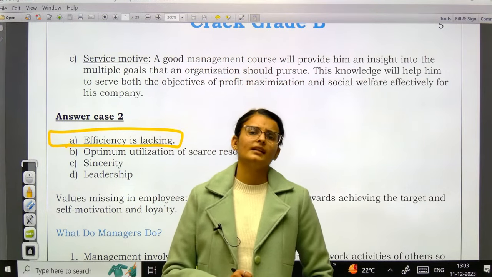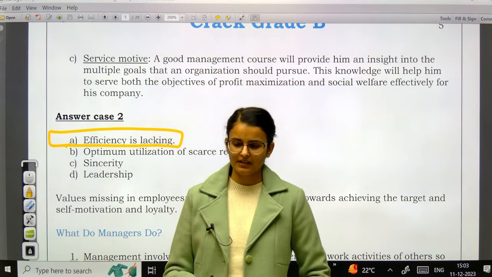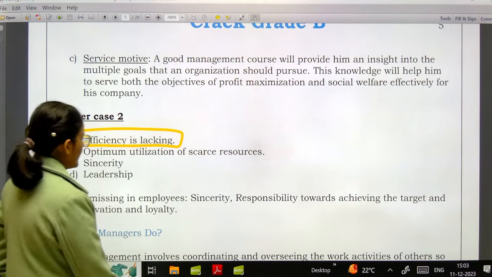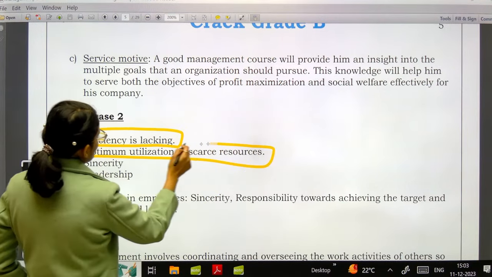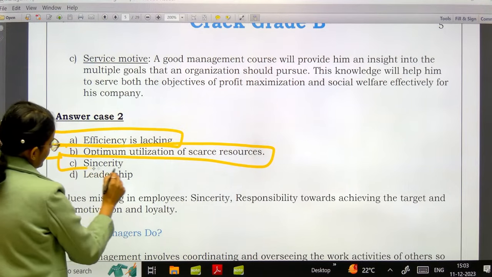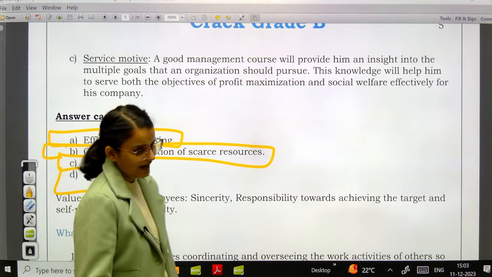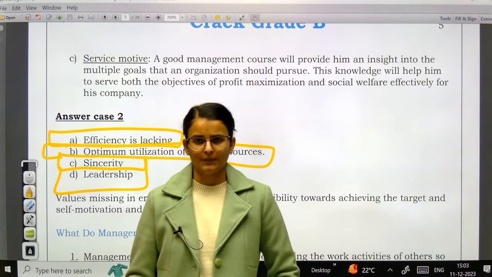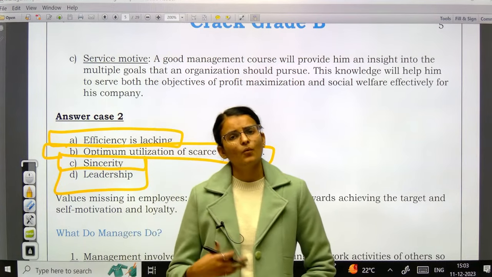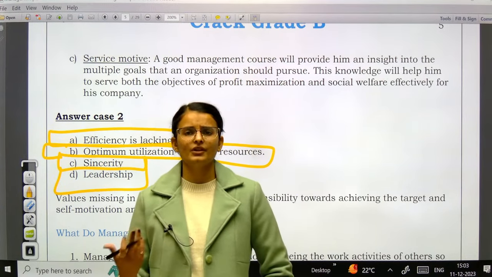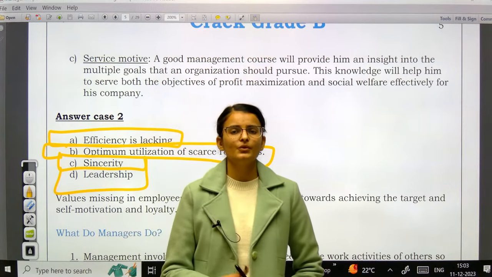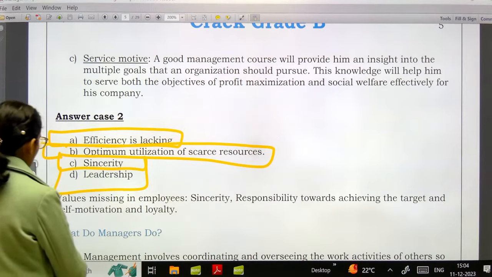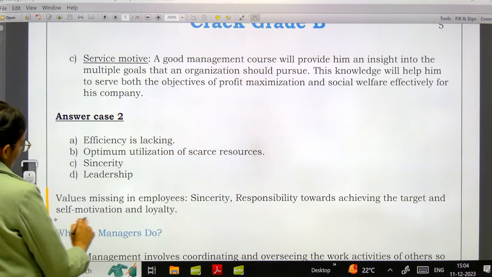Now what can be concluded is that they are not motivated, efficiency is not there, there is overutilization or underutilization of resources, optimum utilization of scarce resources is not there, sincerity is not there, and leadership. Obviously, the manager knows that he is producing 5,000 units, but at a higher cost. So he never tried to examine what is going wrong in the organization and why employees are doing so, and what he can do to motivate them or reward them for normal working hours production.